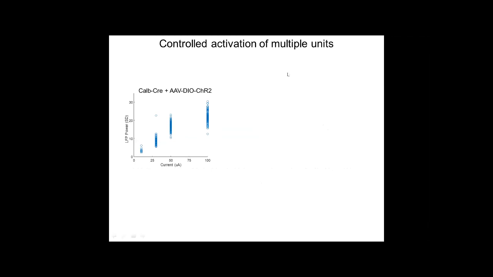One thing that is good about the tool is that now we can do controlled activation of multiple units, deep and superficial, very precisely. This is one example in the Calbindin-Cre. Here I'm showing the amount of current we are applying to one particular micro LED, and here is a measure of the LFP power. And as you see, the more we apply, the larger the response is. You will see how in the next examples.